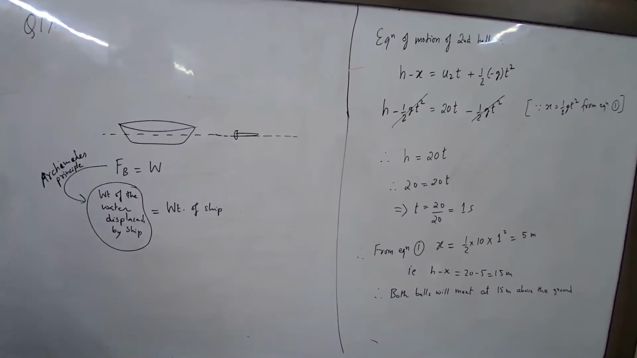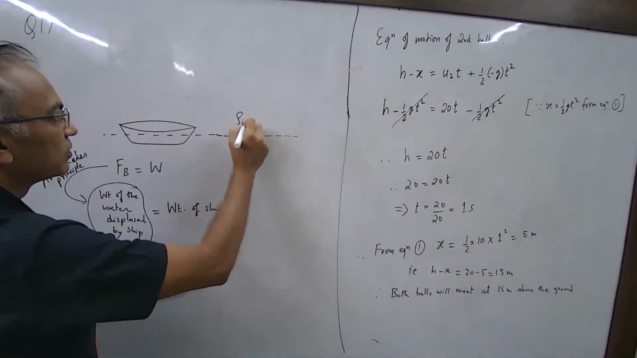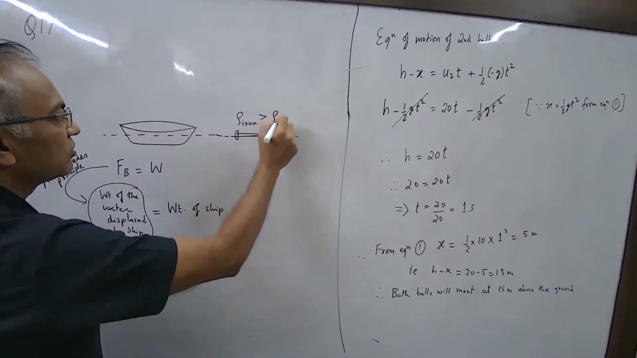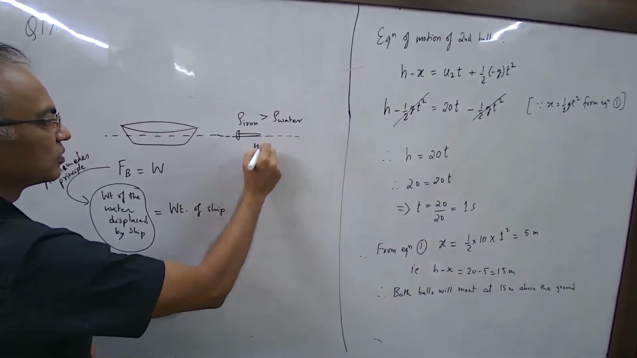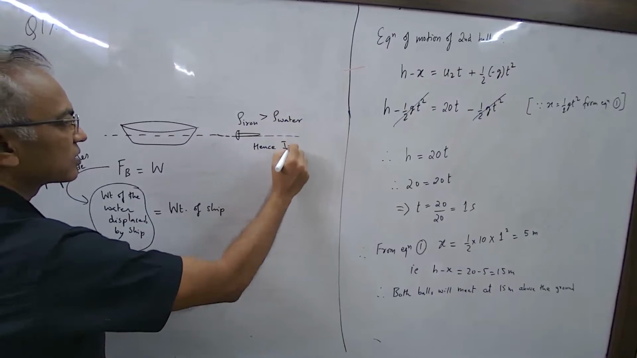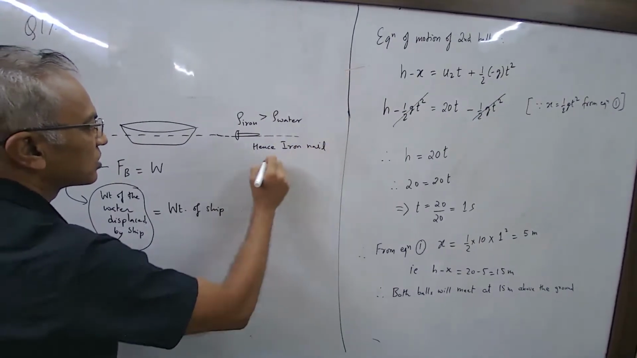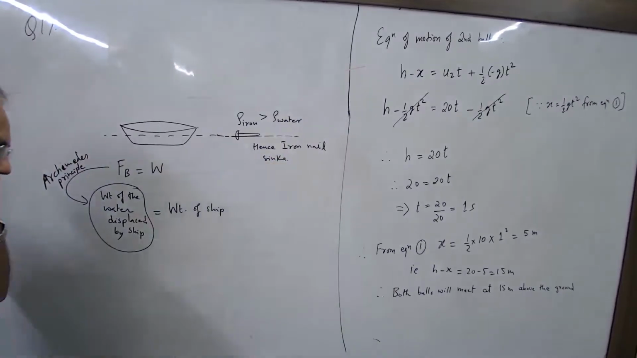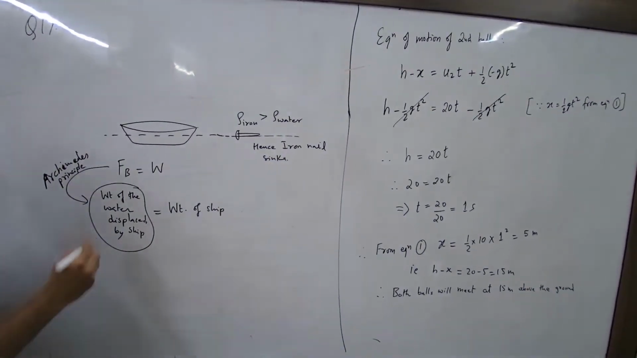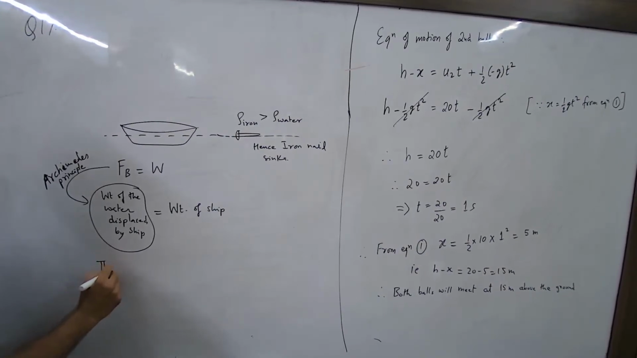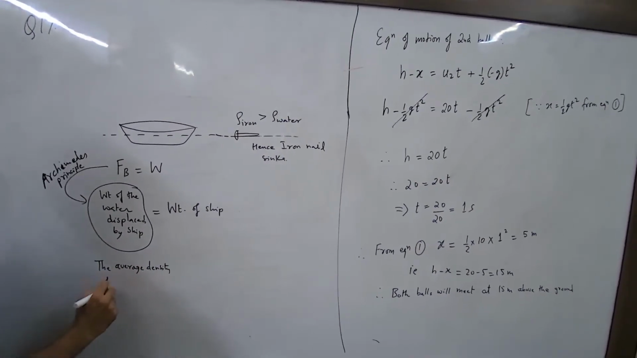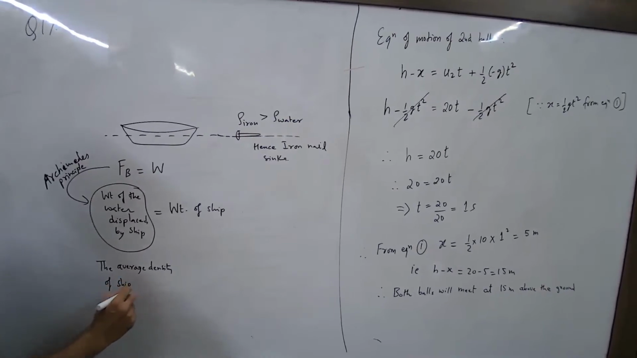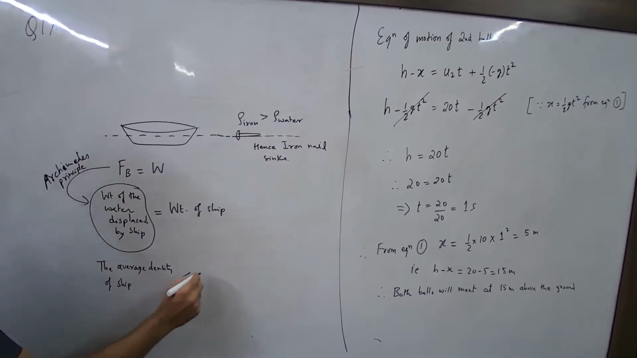Is that clear? So in this case, the density of iron is greater than the density of water. Hence, the iron nail sinks. But in this case, the average density of the ship is less than the density of water.